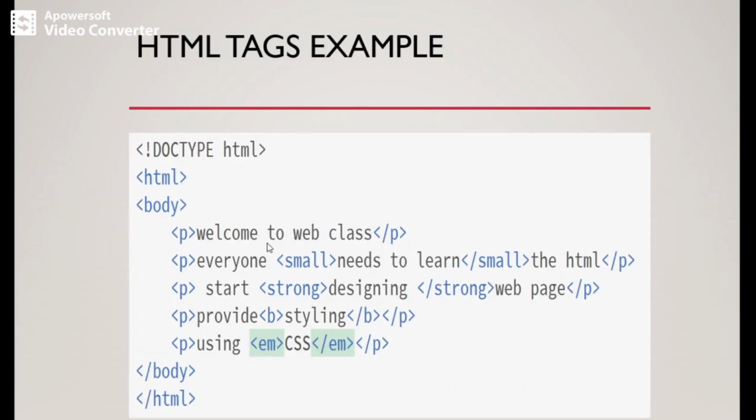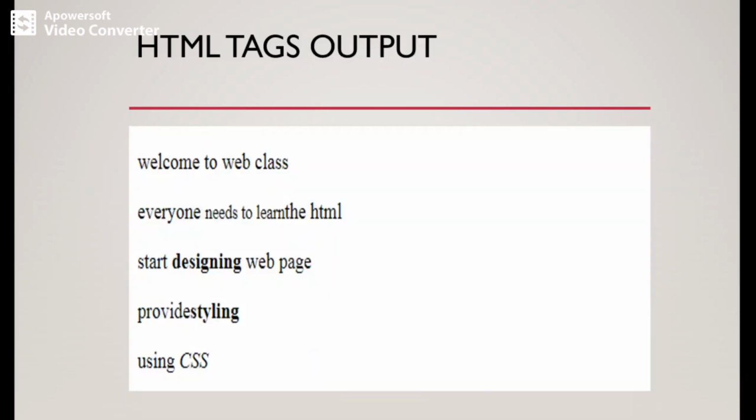So you can see an example here where small tag is being used. Then strong tag is used, B tag, EM tag. So strong means this word will appear in bold and it will have strong importance. B tag means this word will appear in bold, no extra importance. EM tag, this word CSS will appear in italics. You can see in this output.